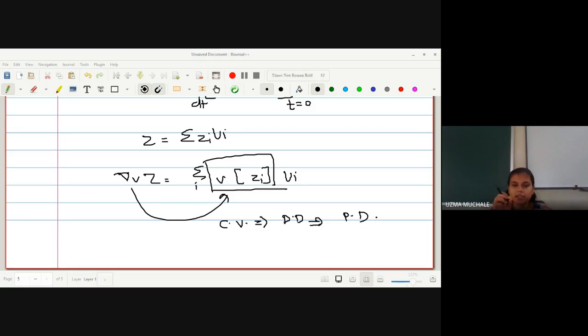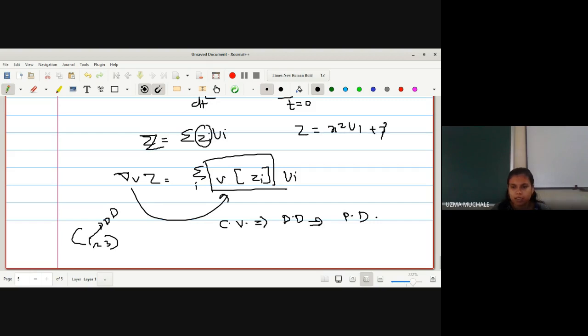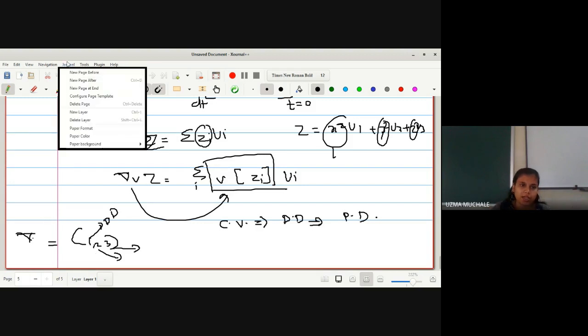Okay, but those vectors that are your coordinates, suppose you find out the covariant derivative of some function. Those vectors, whatever you got, 1, 2, 3, are nothing but the directional derivatives of those z_i. Suppose z is a vector field, z equal to x square u1 plus y square u2 and z u3. It will tell you the directional derivative of these functions. The coordinates of the covariant derivative give you the directional derivative.